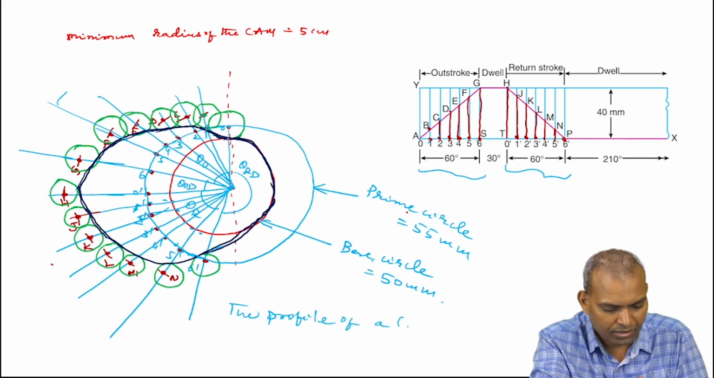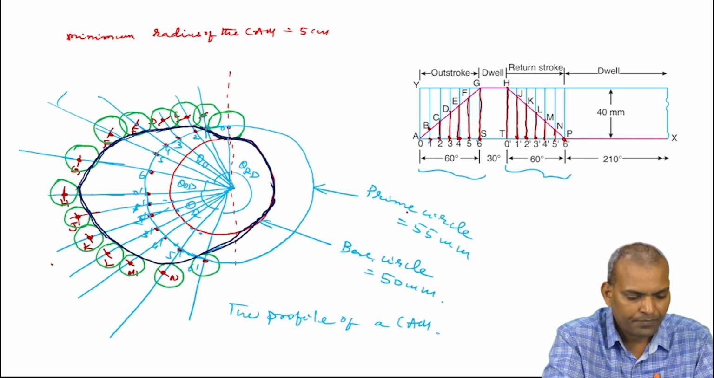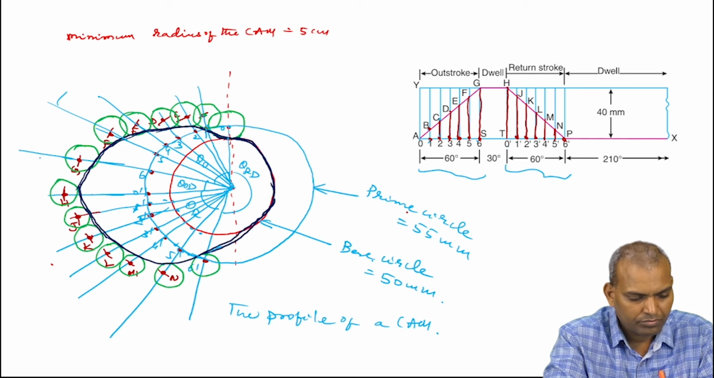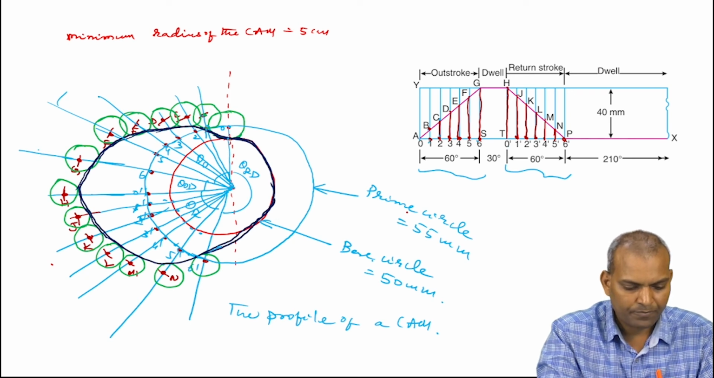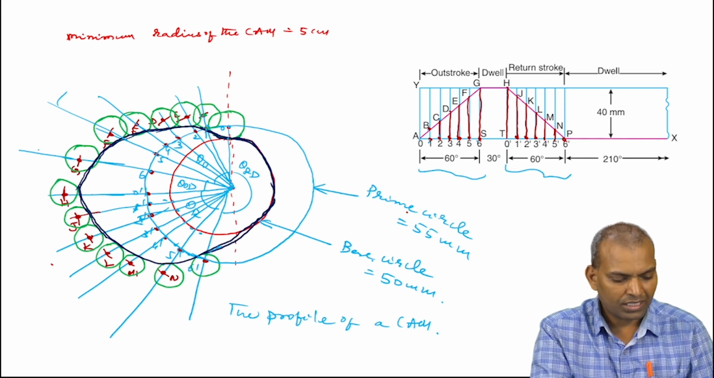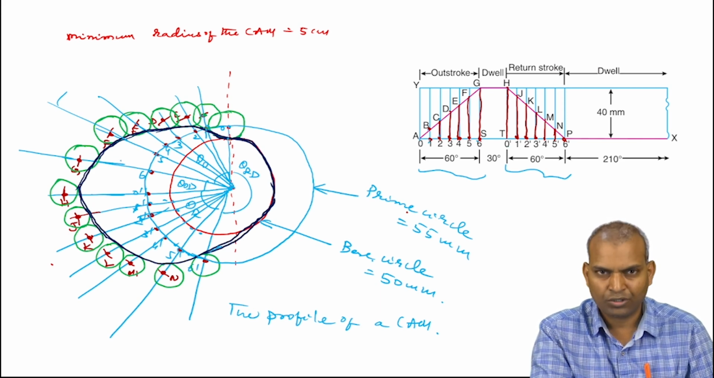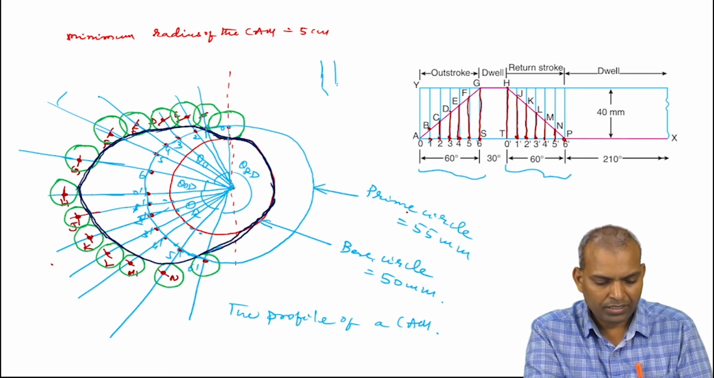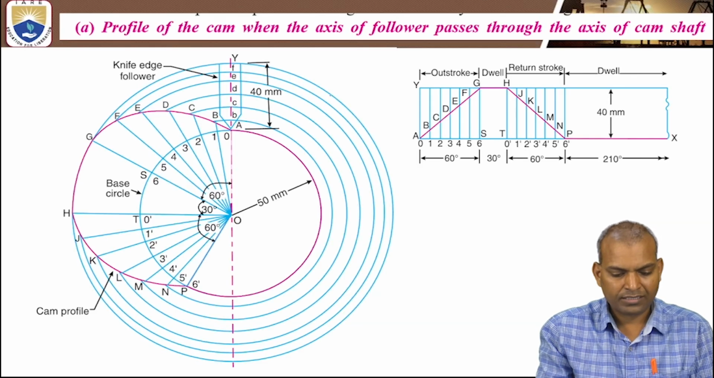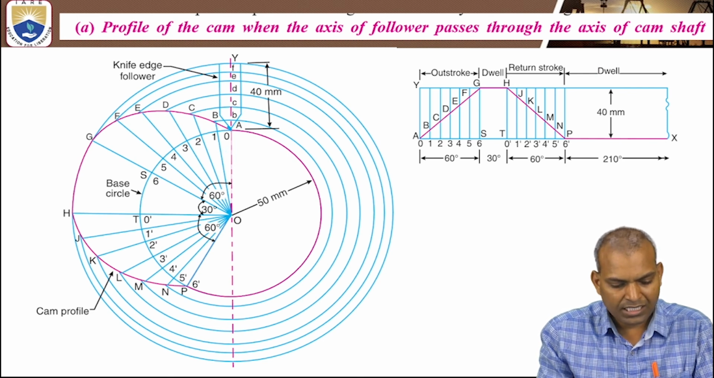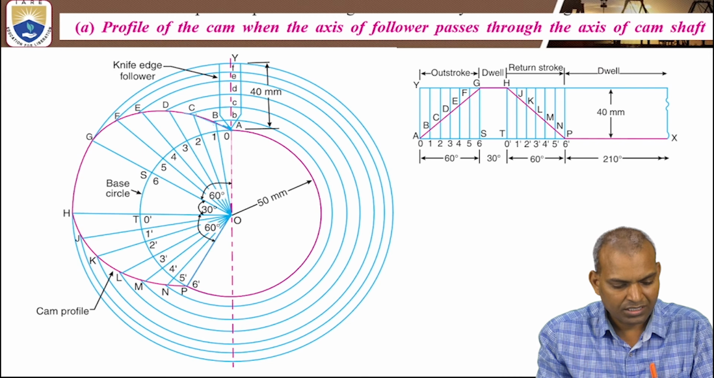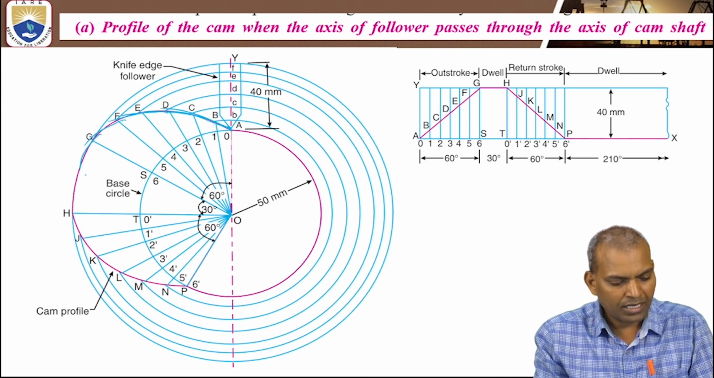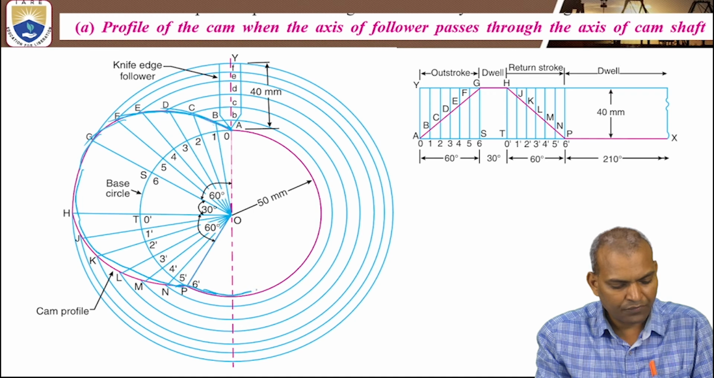So this is the cam profile. Here, why have we drawn it touching the rollers, and why not touching the centers of the rollers? Because in the case of a knife edge follower, everything is in contact. Here you can see, in the case of a knife edge follower, we have drawn the smooth curve through the contact points of the knife edge follower.